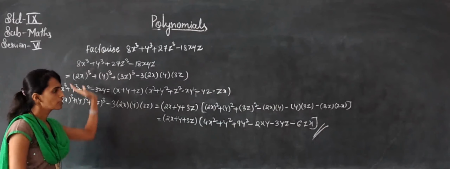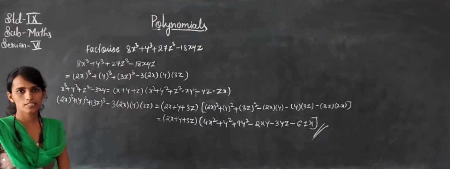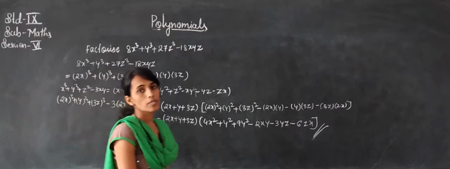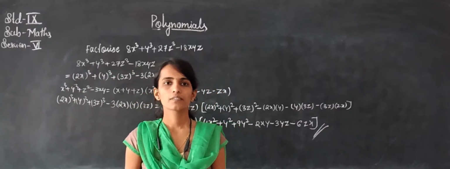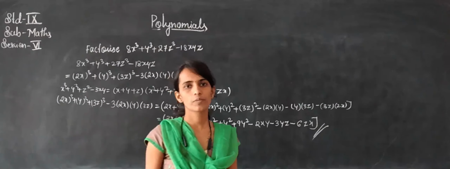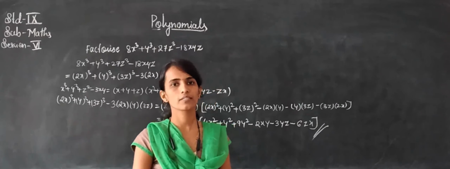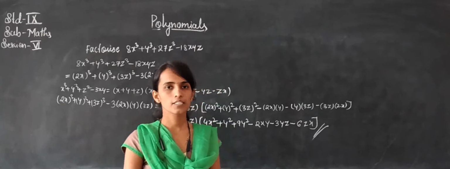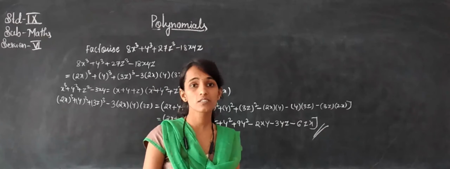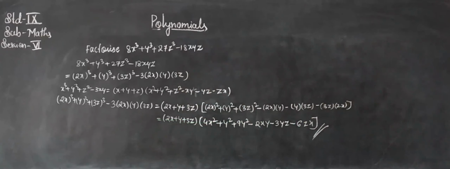So the factors are found using the identity: x cube plus y cube plus z cube minus 3xyz is equal to x plus y plus z into bracket x square plus y square plus z square minus xy minus yz minus zx. So all these identities are very important, practice them thoroughly.